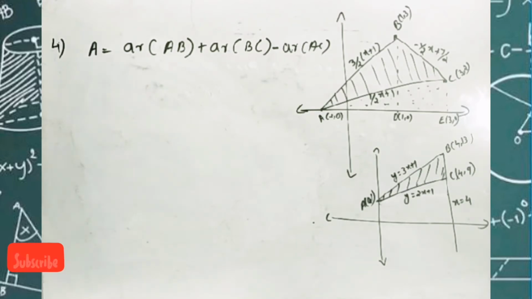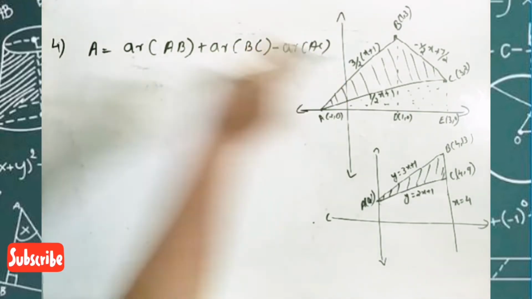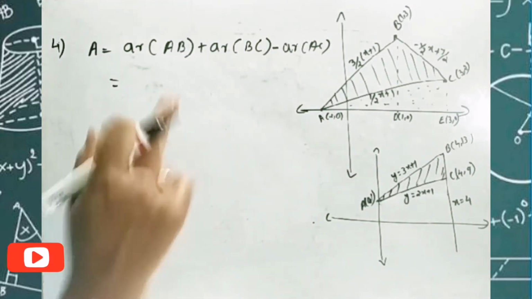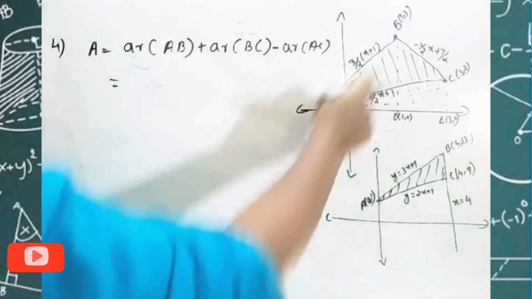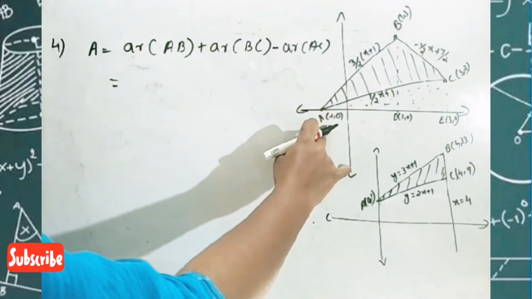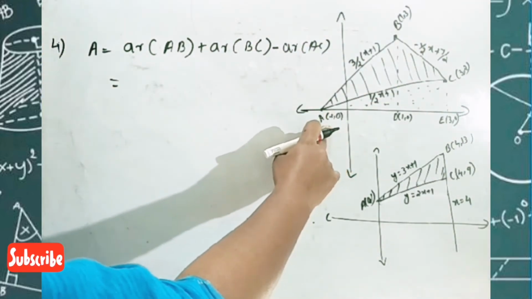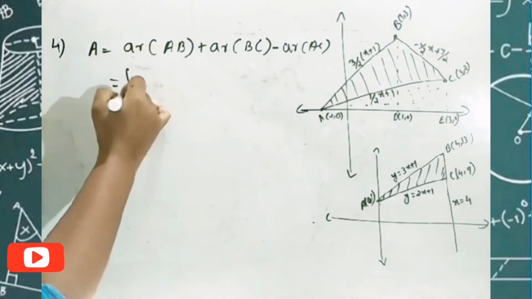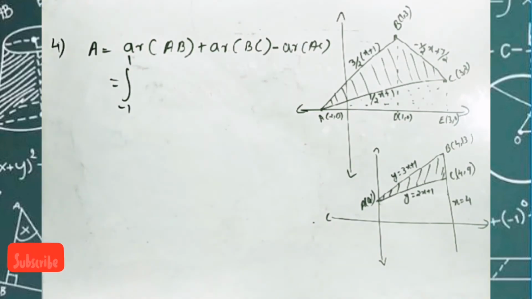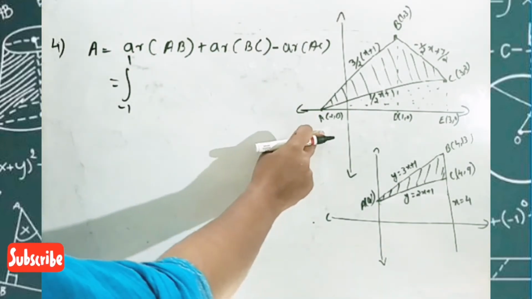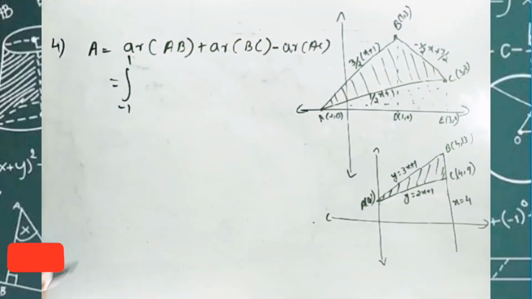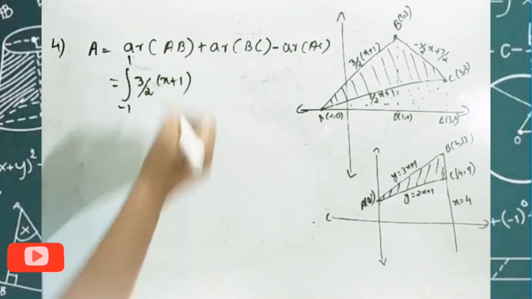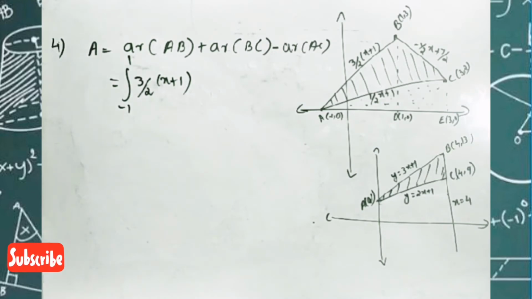Okay, now the area under the line AB, we can write it as, just look at the line AB. At A the x coordinate is minus 1 and at B the x coordinate is 1. So the integral is from minus 1 to 1, because the x coordinate of A is minus 1 and the x coordinate of B is 1. And the equation is 3 by 2 x plus 1.